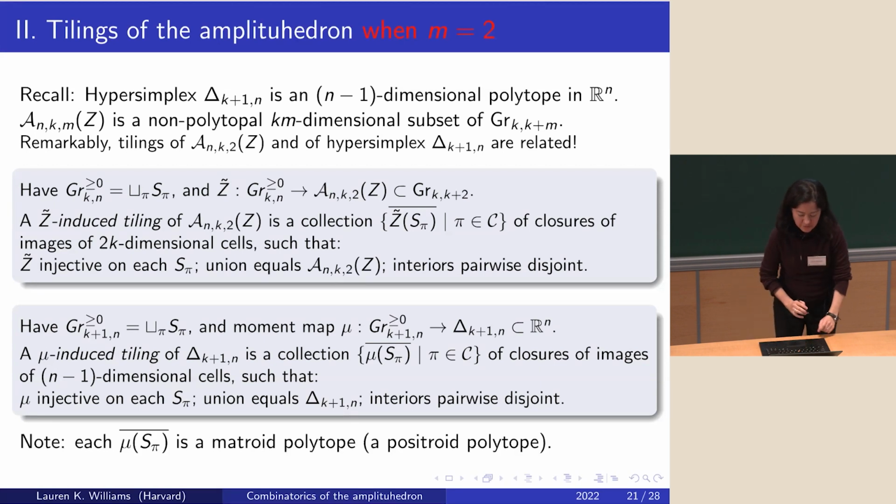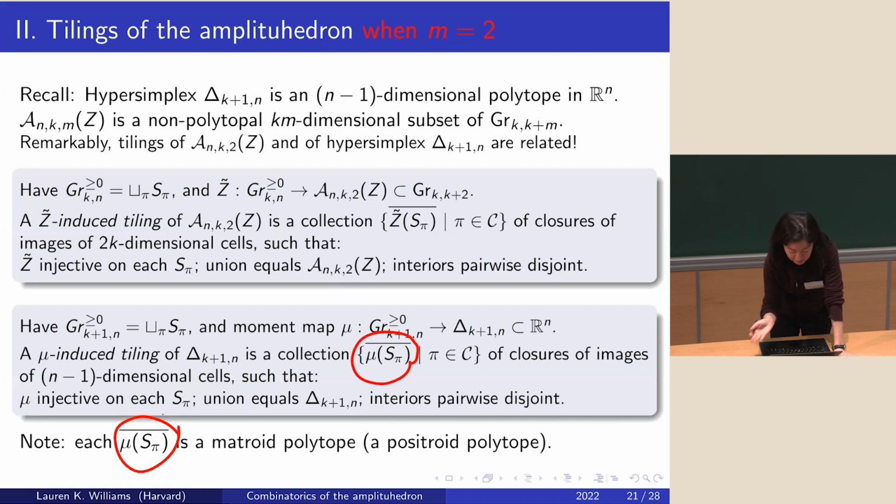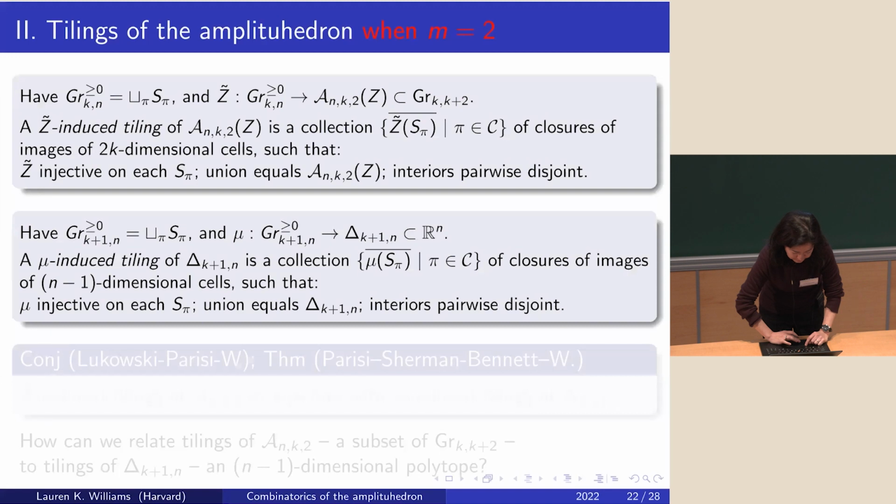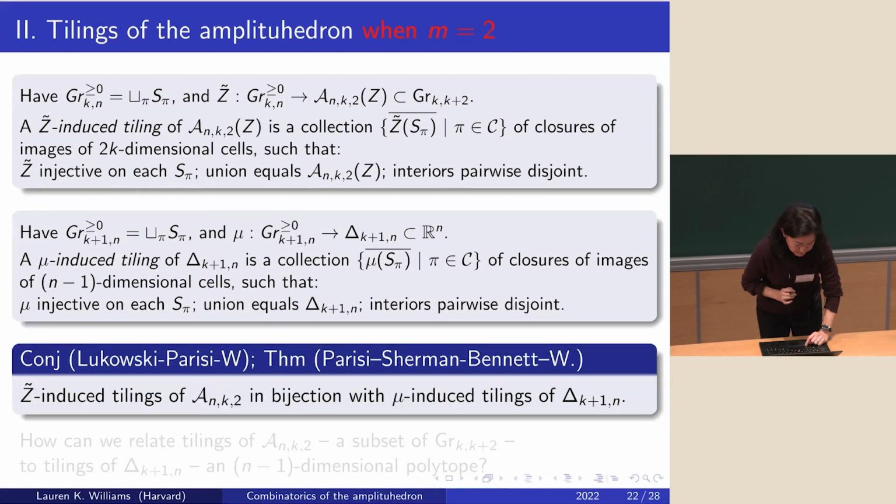Okay, and just to be clear, when I'm looking in the hypersimplex case and I'm looking at closures of images of cells, these things are just polytopes. They are matroid polytopes. Actually, they're positroid polytopes. Okay, so up here we're cutting the amplituhedron into closures of images of cells, and down here we're cutting the hypersimplex into certain polytopes. And then what we conjectured with Lukowski and Parisi, and proved with Parisi and Sherman-Bennett, is that the tilings of the amplituhedron are in bijection with the tilings of the hypersimplex.